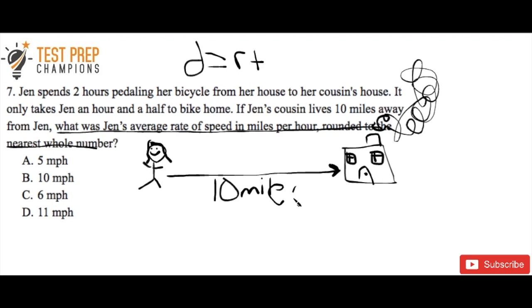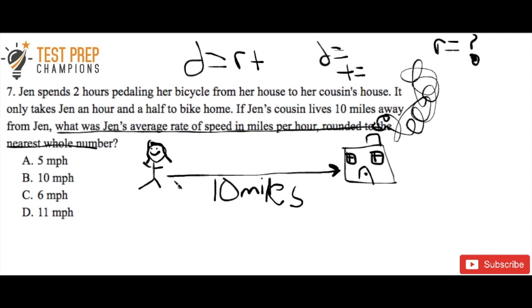Okay, and so, man, this pen is really giving me a hard time here. So that's 10 miles. And so what we want to do is find the terms for this equation here, because what we're trying to find is a rate, because it says what was the average rate of speed in miles per hour. So we don't know what R is. So let me put a question mark here for R. And so we're going to have to use D, and we're going to have to use T. Okay, and we're going to plug those numbers in, and we're going to find R here.